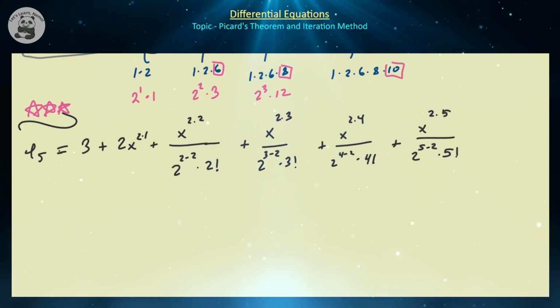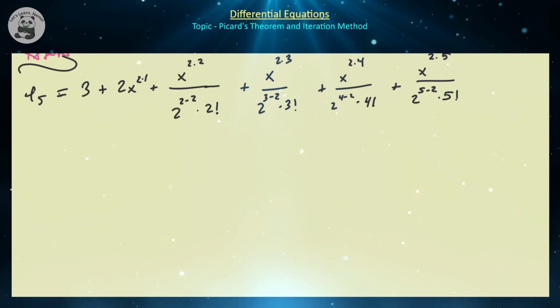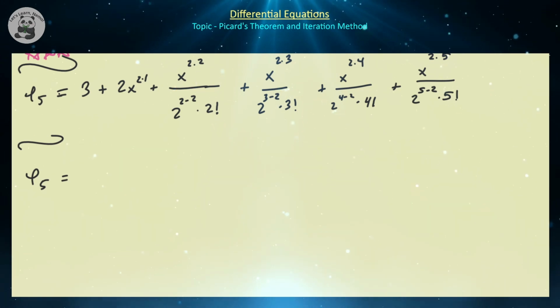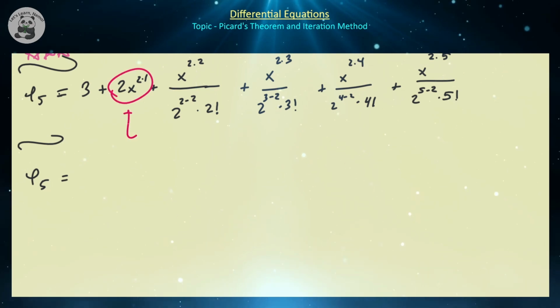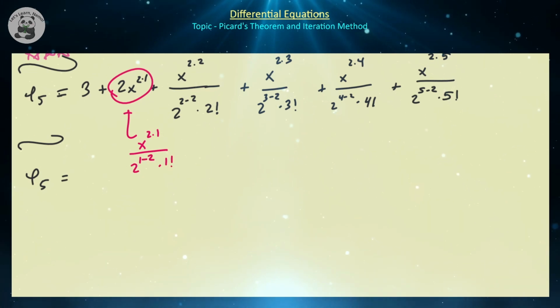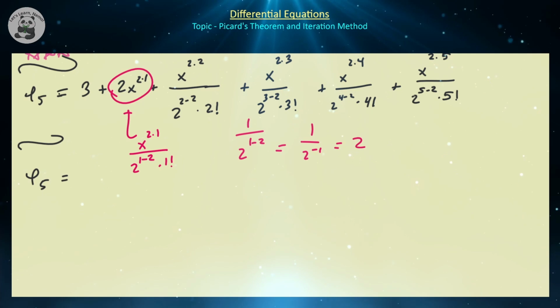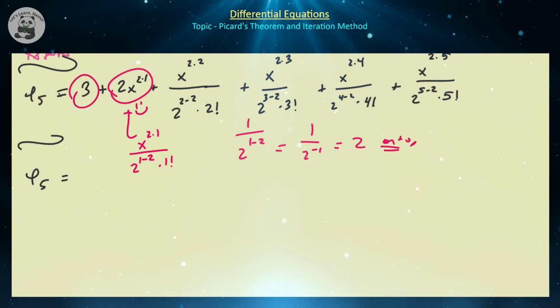And from here, if you see the pattern, then it's very, very simple. Because we see that y5 is just going to be equal to, and you're like, okay, well, what about this particular term right there? So that should be equal to x to the 2 times 1 all over 2 to the 1 minus 2 times 1 factorial. But what's 2 to the 1 minus 2 on the bottom? Well, that's just 1 over 2 to the minus 1, which is equal to 2 on top, which it is, right?